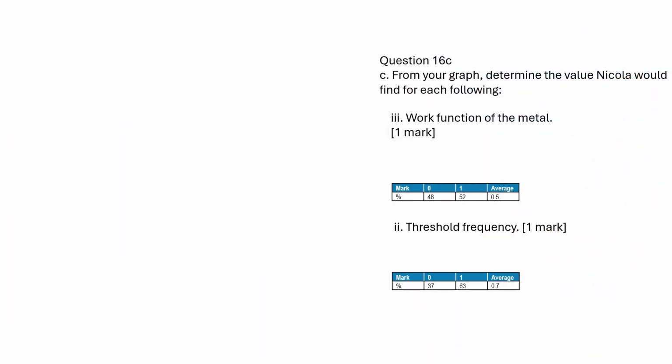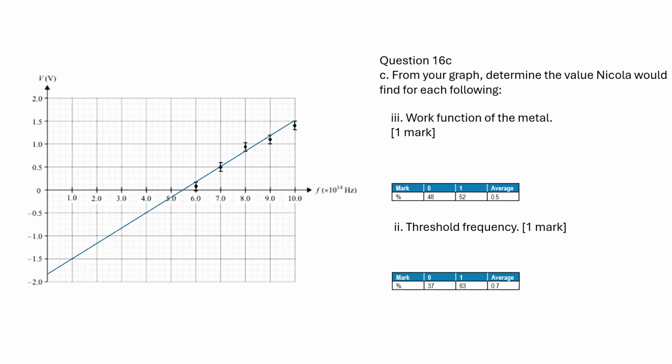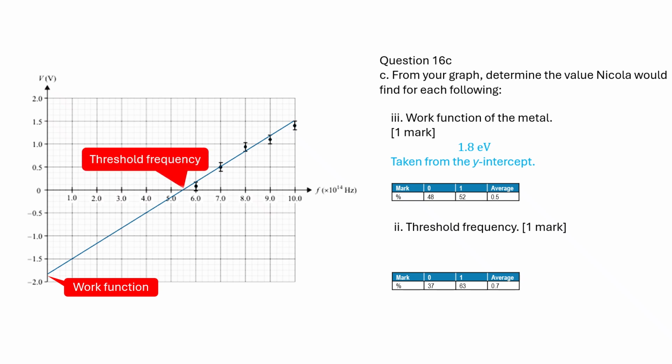This graph provides a straightforward way to identify two key properties of the metal: its work function and threshold frequency. The work function, which is the minimum energy required to liberate an electron from the metal surface, can be read directly from the y-intercept of your graph. Correspondingly, the threshold frequency, the lowest frequency of incident light capable of causing electron emission, is given by the x-intercept.